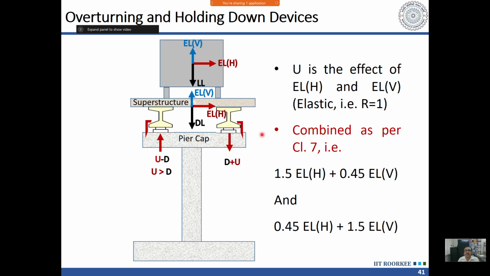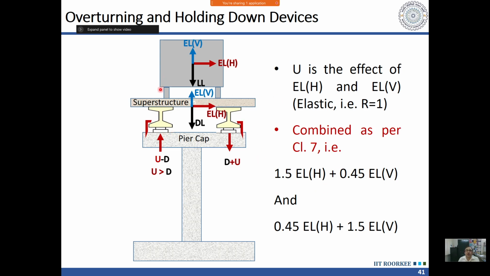The vertical upward force is to be calculated for the horizontal and vertical components of the earthquake with R equal to 1. Elastic forces: the code says that this is to be done for elastic forces, so R is equal to 1. I could not fully get the logic for using R equal to 1, but what I guess is that perhaps it is to take into account the capacity effect, because the actual capacity of the pier may be larger. In my opinion, it should have been calculated based on the capacity shear, but the code says that it should be calculated for R equal to 1.